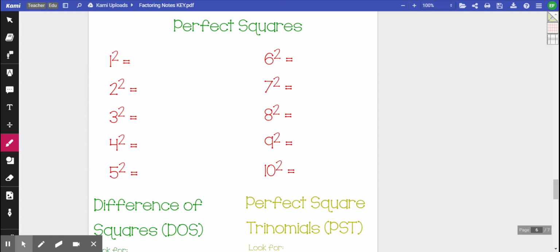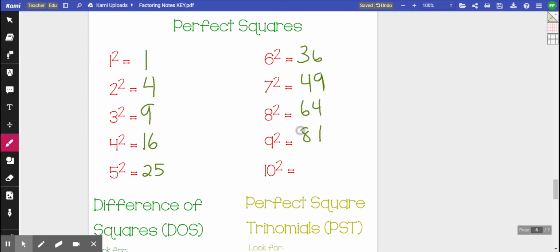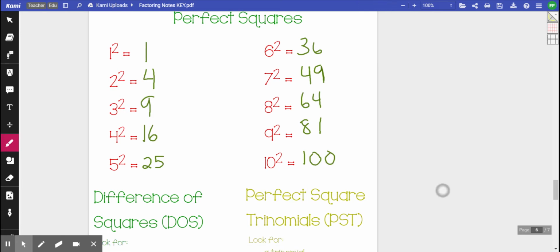So if we start out with 1, 1 squared is 1, which means that 1 is a perfect square. 2 squared is 4, so 4 is a perfect square. 3 squared is 9, 9 is a perfect square. So is 16, 25, 36, 49, 64, 81, and 100. Obviously, they keep going past here, but I can't keep going and listing them all out, so I just listed out the first 10.